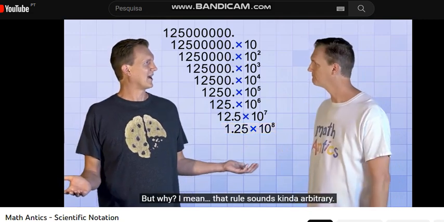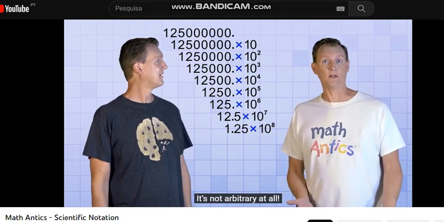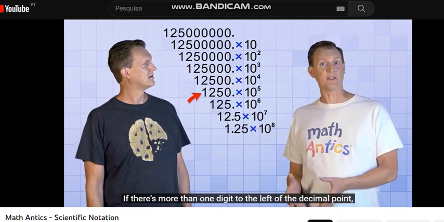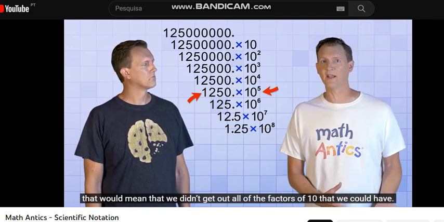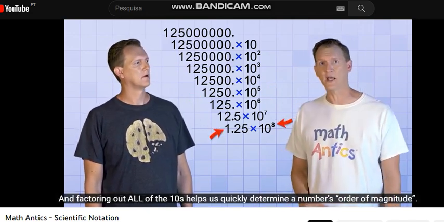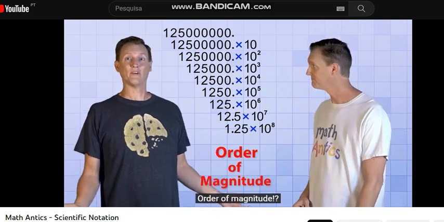But why? I mean, that rule sounds kind of arbitrary. That's not arbitrary at all. If there's more than one digit to the left of the decimal point, that would mean that we didn't get out all of the factors of 10 that we could have. And factoring out all of the tens helps us quickly determine a number's order of magnitude. Order of magnitude?